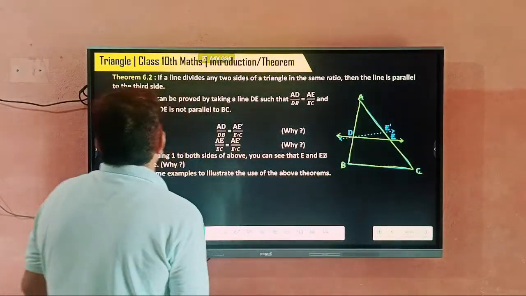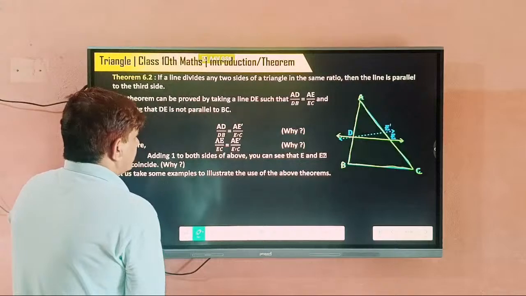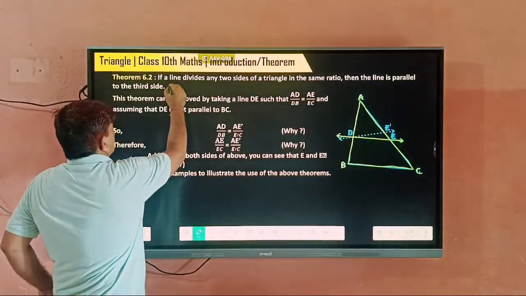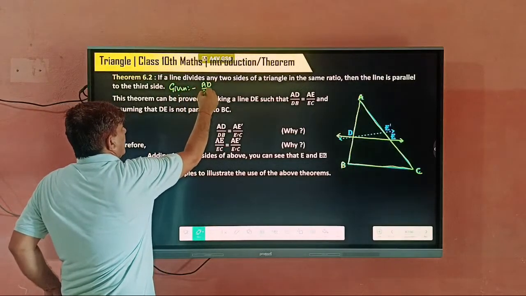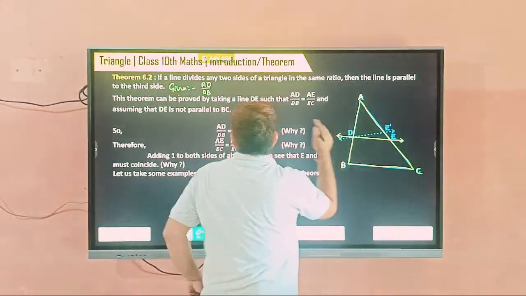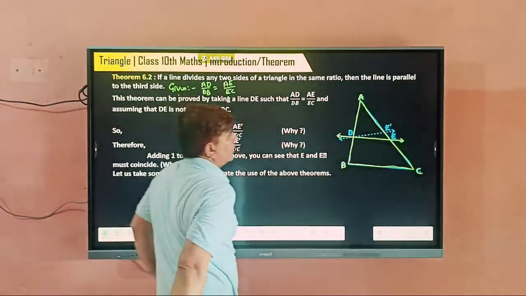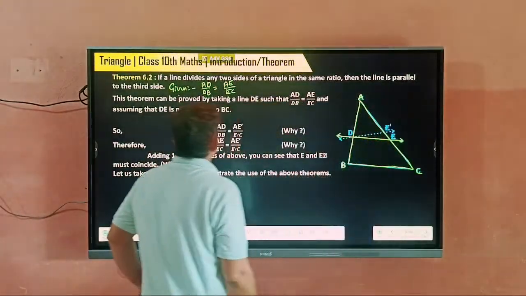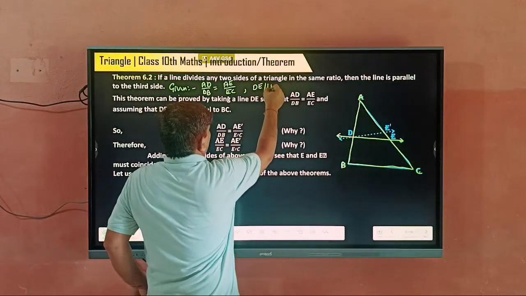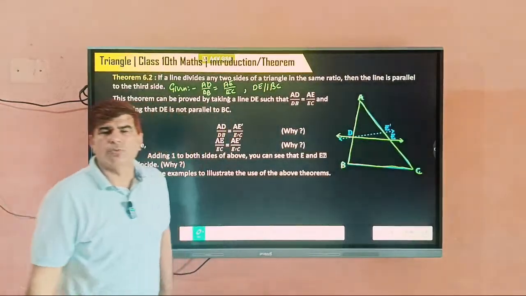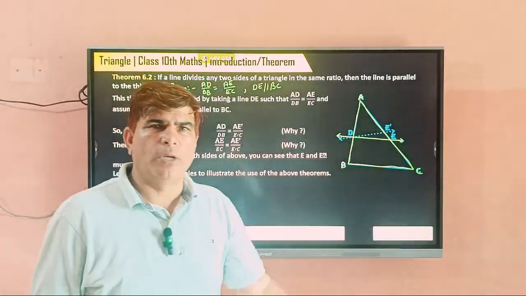So first what can we do? We can prove this by first writing what is given. If you are not understanding, I have written it here. Given: AD by DB equals AE by EC. To prove: DE is parallel to BC. I told you, converse means given becomes to prove and to prove becomes given.